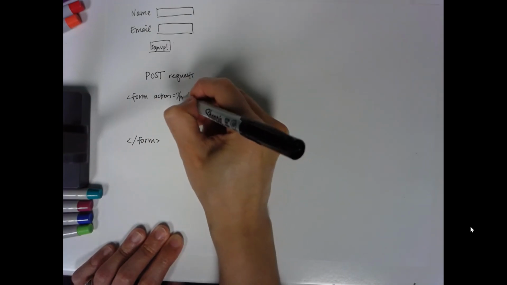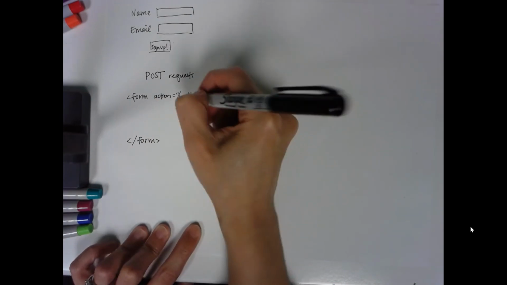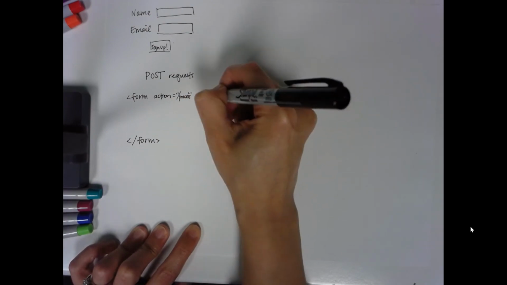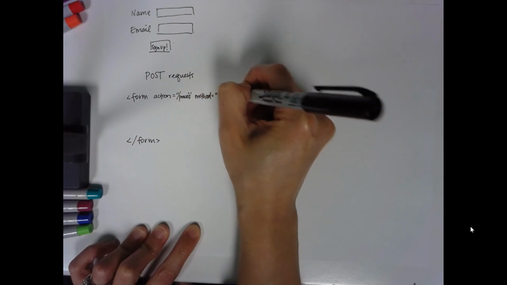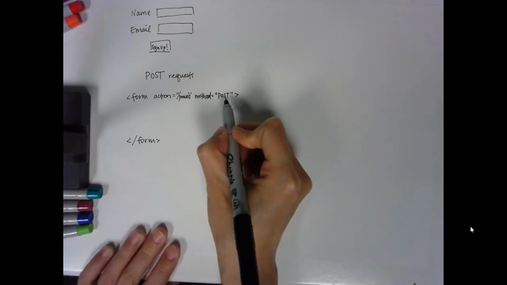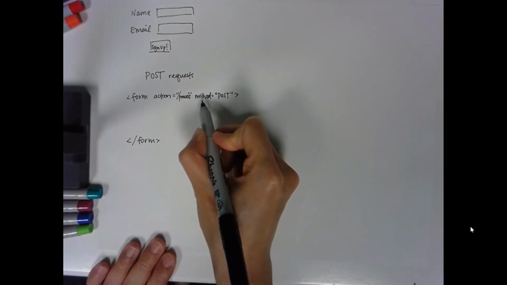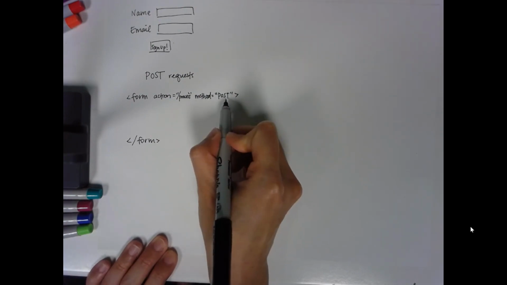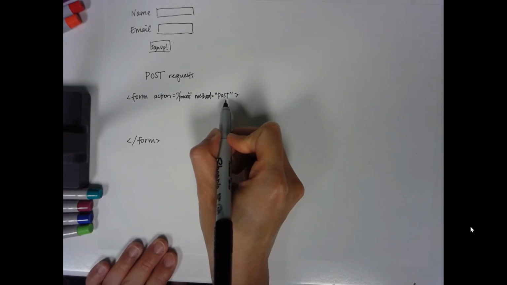For example, maybe we'll process the form. Another part is that we're going to have a method. And again, most often the method is going to be post. If you don't put it by default, the form will be submitted as a GET request. So make sure that you have this indicated that you want this form to be a post request.